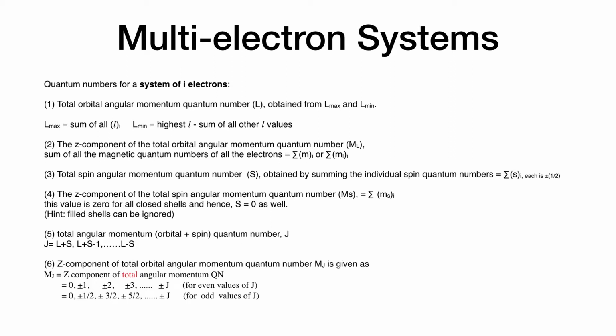Okay, and then you have a z component of this, and that is m sub s. And if it is total, then you sum all the m sub s values. That is for a 1 electron, 2 electron, 3 electron system. Then you get the total value of S, the total value of m sub s.